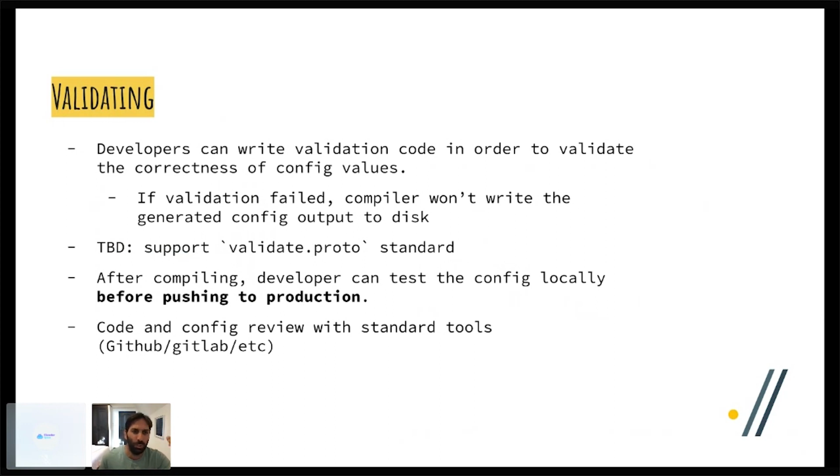In the future, I want to support the validate proto standard, so it will be easier to just write inline rules inside the proto files. Currently, this is the way to do it. And after compiling and before we deliver it to production, we can run the software locally against the configuration. And after we feel we're ready, we push it to GitHub or GitLab, and we can just run a standard review both for the code and for the actual config before we ship it everywhere.